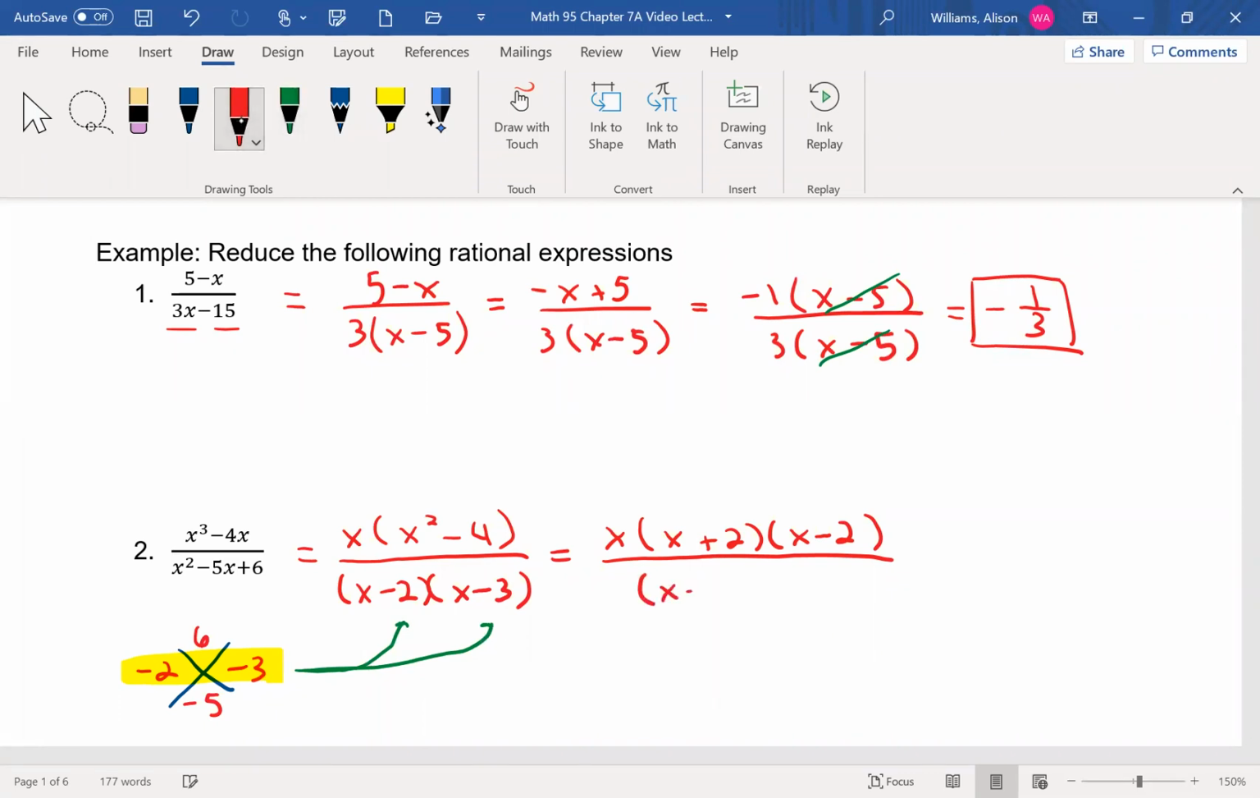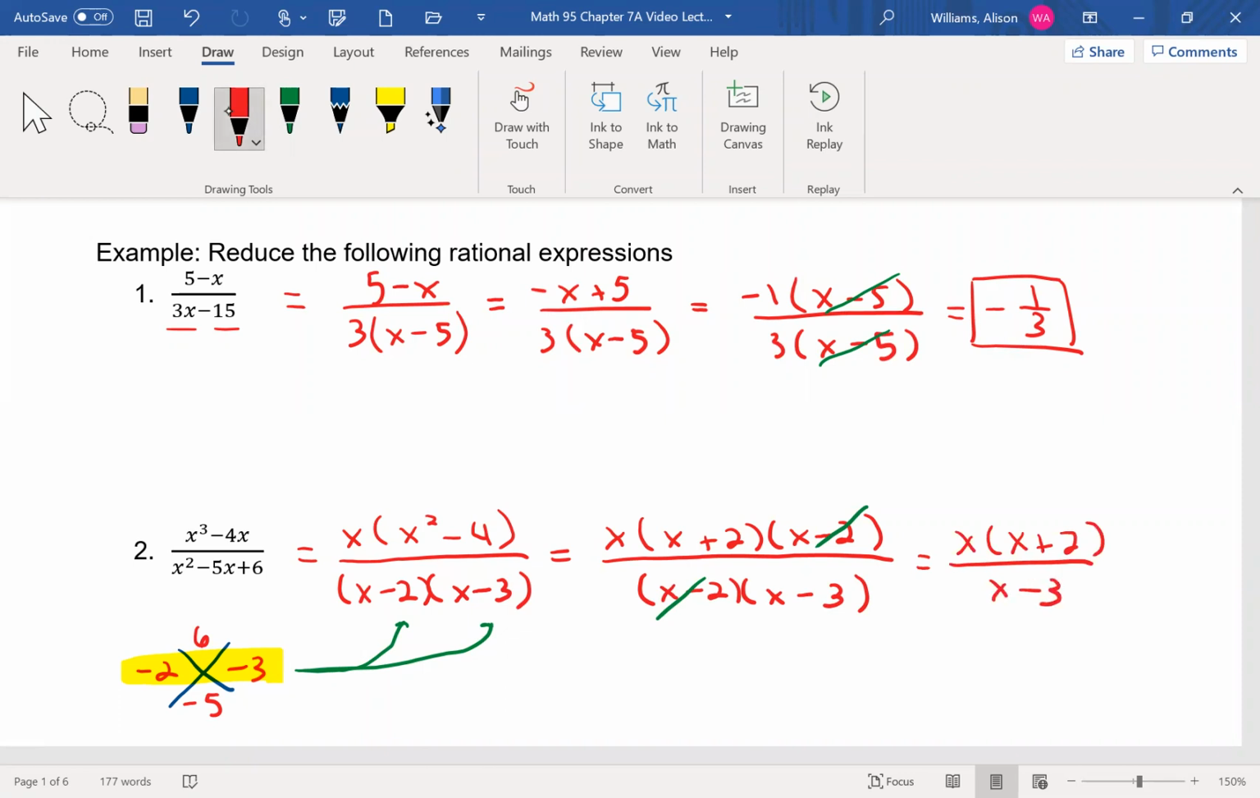All right. Now I see that I do have something in common in the numerator and the denominator. That is x minus 2, so I can cancel that out. What I'm left with is x times x plus 2 in the numerator and x minus 3 in the denominator.